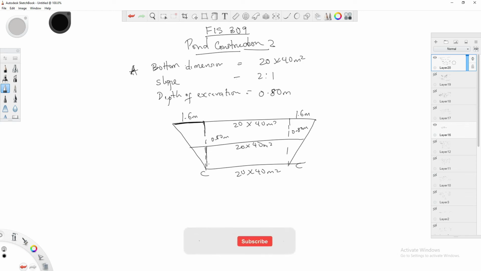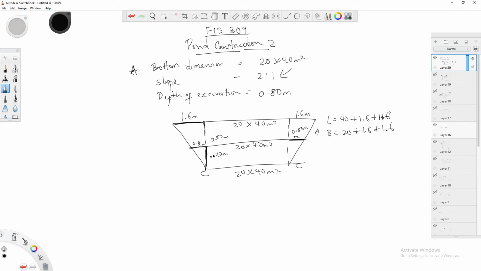And if this place is halfway of 0.8, that means it's 0.40 meters. So if this place is 0.4, that means this will be 2 times it, since our slope, like we said, is 2:1. So this one will be 0.8 meters. So we already know what to do. We can then say the length will be 40 plus 1.6 plus 1.6. Breadth will be 20 plus 1.6 plus 1.6.